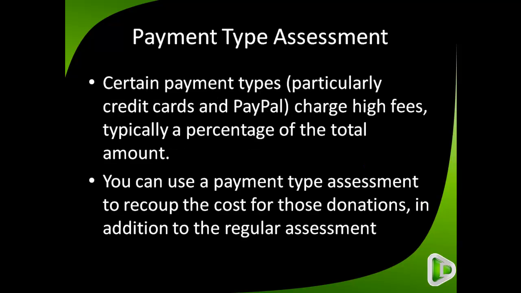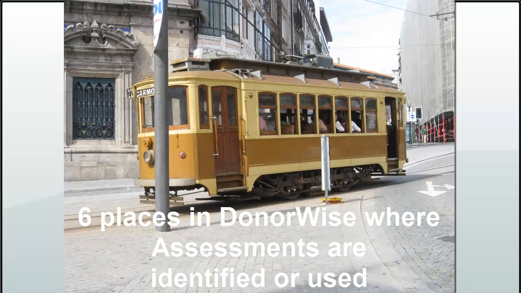There's also a payment type assessment because certain payment types, particularly credit cards and PayPal, charge high fees, which are typically a percentage of the total amount. You can use a payment type assessment to recoup the cost for these donations in addition to the regular assessment. Now let's take a look at how this works in DonorWise.